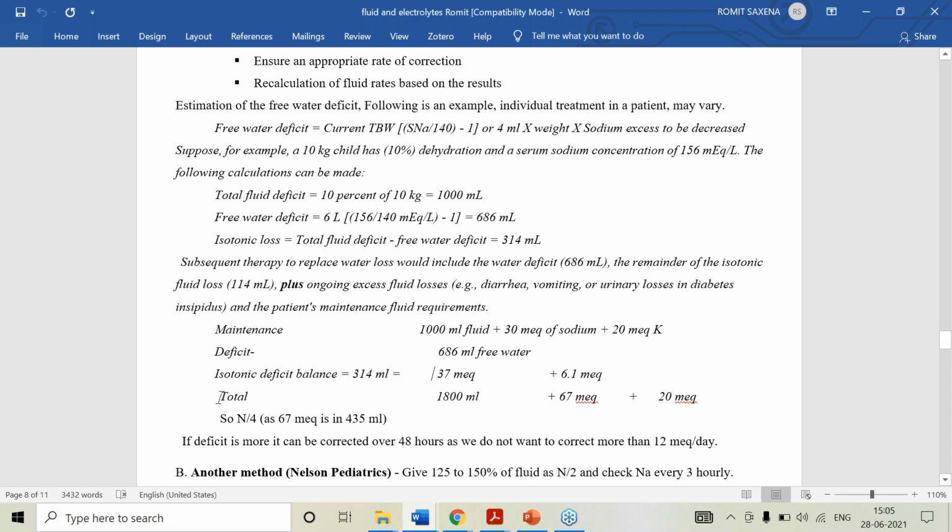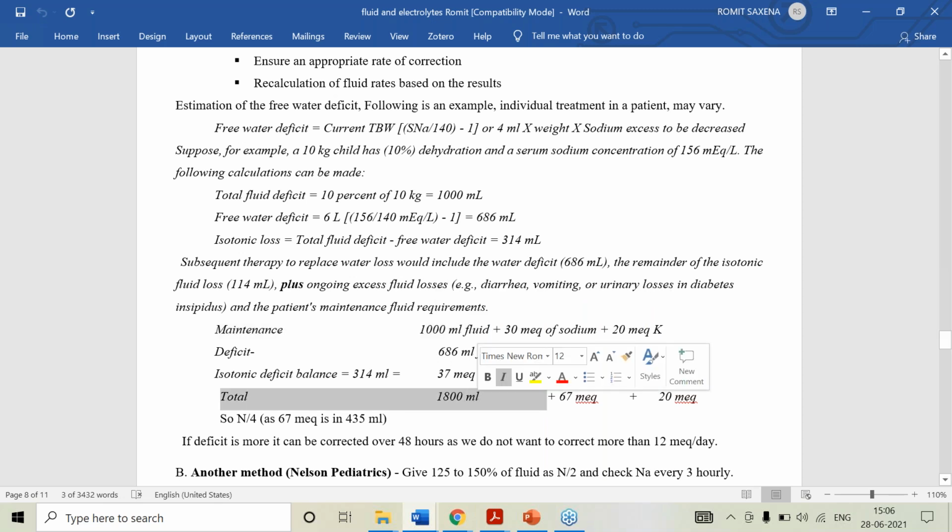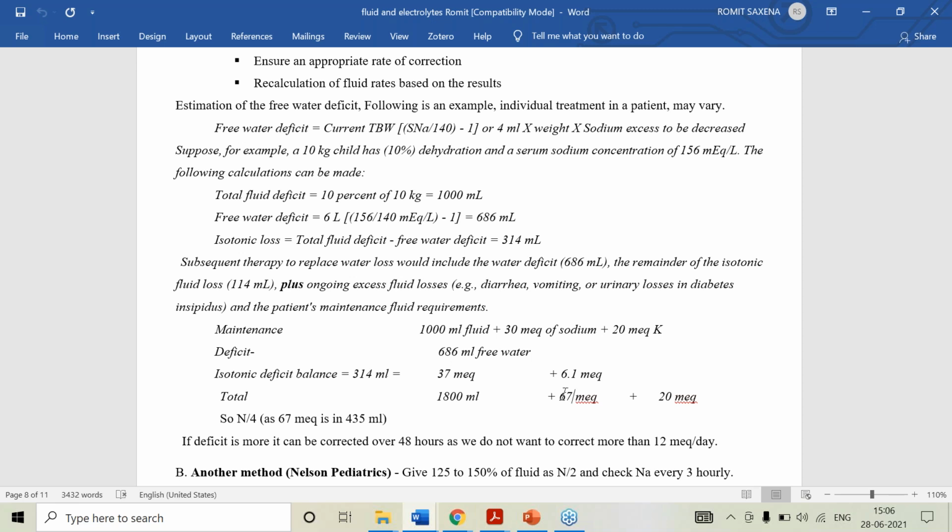So how do we calculate? We add the three up: the maintenance, the free water deficit, and the solute deficit, and we get a total amount. So we get 1800 ml. Then we add the sodium which we need to give. So suppose you need to give 67 milliequivalents in this much amount.